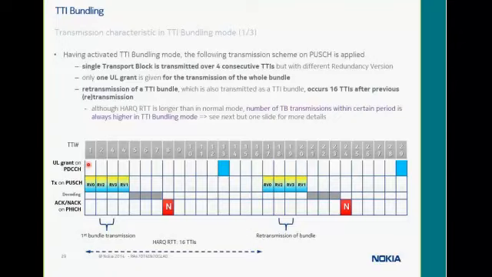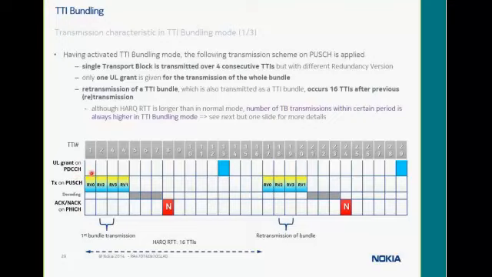Now, under normal circumstances, only one revision is sent before I get an ACK or a NACK. In TTI bundling mode, I don't. I send revision 0, revision 1, 2, 3. I send all 4 revisions sequentially, 4 separate TTIs. I send all of them together, and then I get one single ACK-NACK.